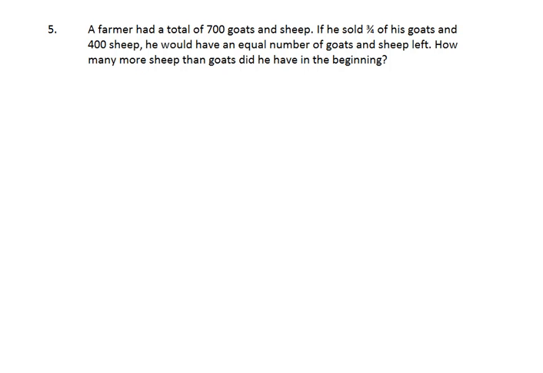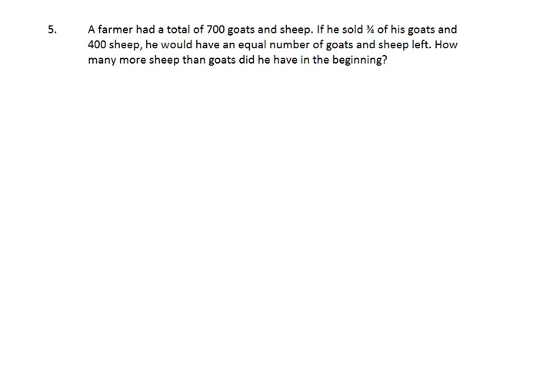In problem number 5, a farmer had a total of 700 goats and sheep. If he sold 3/4 of his goats and 400 sheep, he would have an equal number of goats and sheep left. How many more sheep than goats did he have in the beginning?